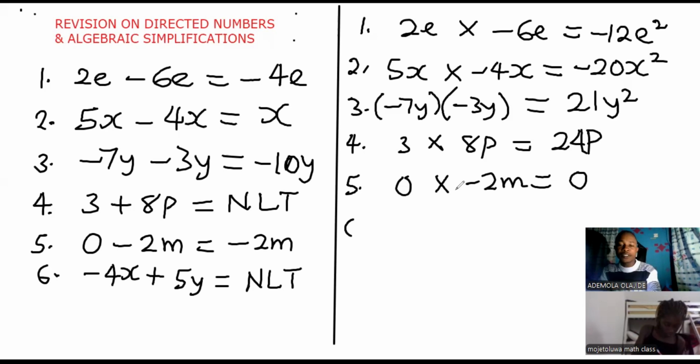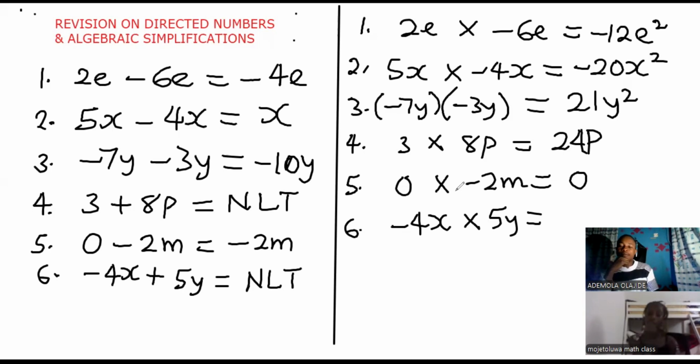And lastly, for today, negative 4x to multiply 5y. Okay, 20. So the answer is going to be negative 20xy. Very good. Can you explain your results? That's absolutely correct.